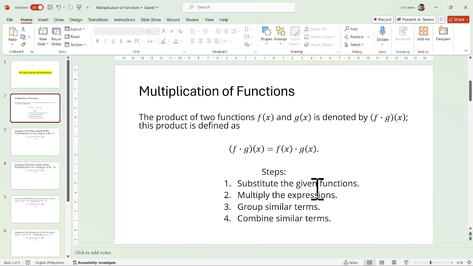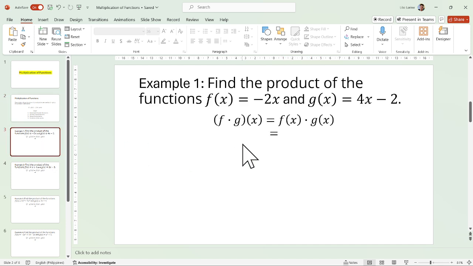Here are the steps. We substitute the given functions, we multiply the expressions, we group similar terms, and we combine similar terms. Let us have example 1. Find the product of the functions f of x equals negative 2x and g of x equals 4x minus 2.